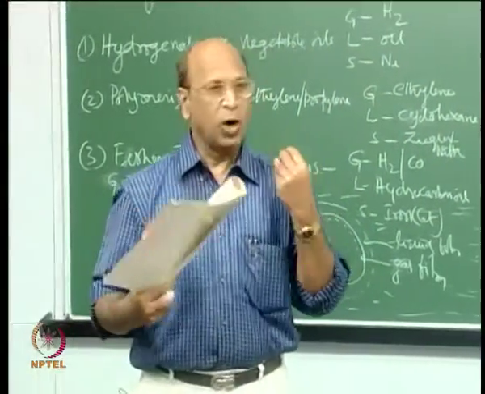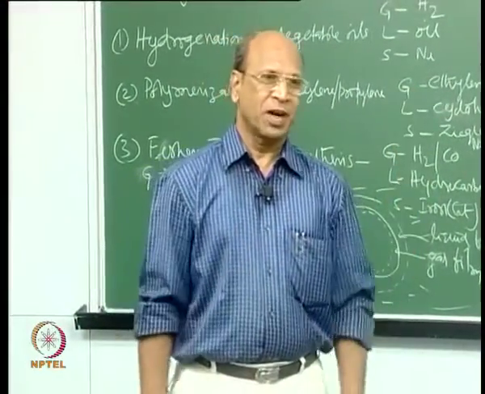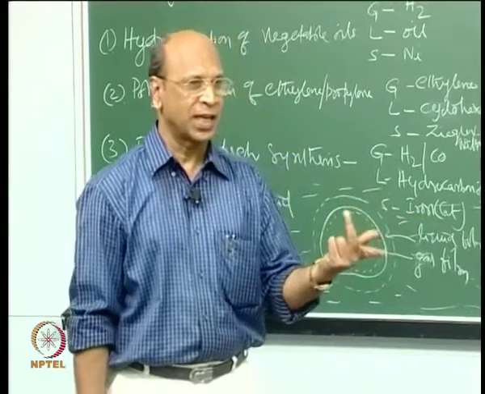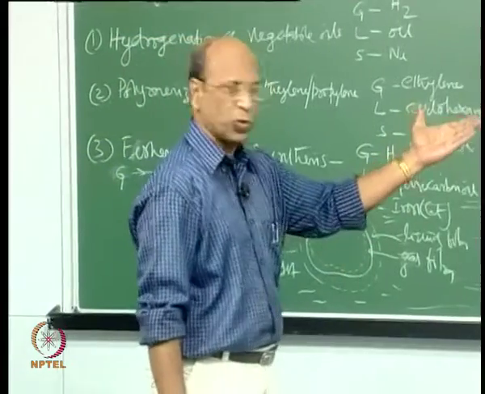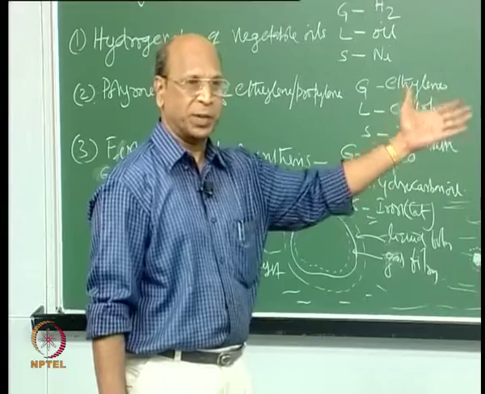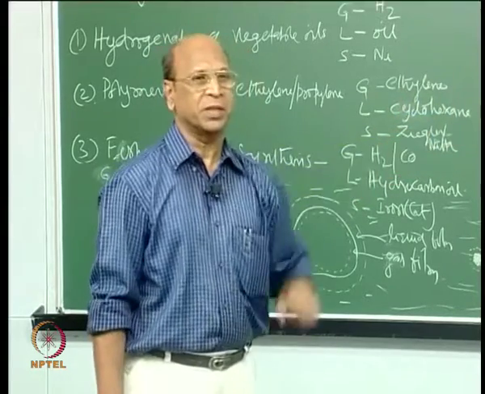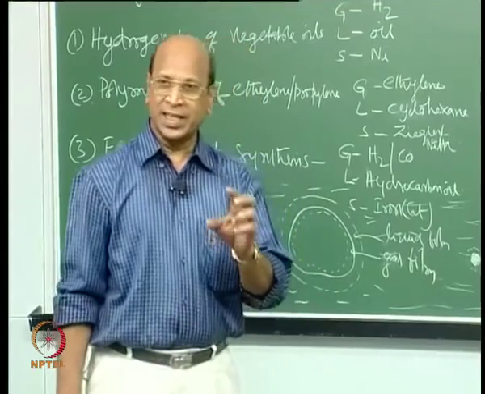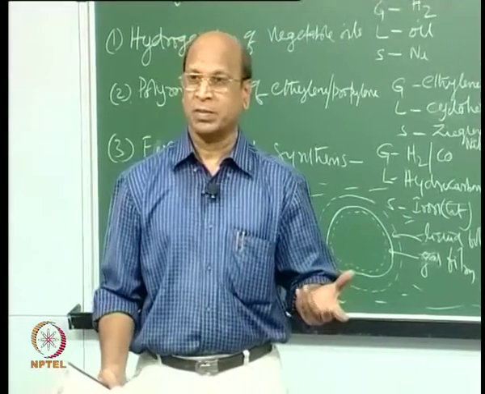That equation contains, unfortunately, this K_L, K_C and all that. So you have to go for only correlations, where there is no romance. Someone has to work very hard, maybe 5 or 6 years for a PhD, and finally give one equation. That is why chemical engineering design people don't like it, because there is no romance.